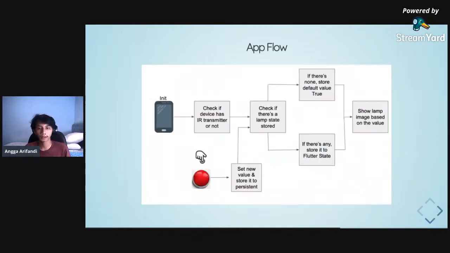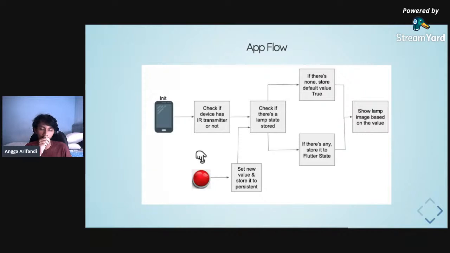Next was the Flutter part. So basically, this is the app flow. First, upon initialization of the app, we will check if the device has an infrared transmitter or not, because it makes no sense to do this if the device has no infrared transmitter. For example, let's say I have another device here that doesn't support an IR transmitter, then I cannot turn the lamp on and off from this device. In that event, we will just show a text saying that sorry, your device doesn't support infrared blaster, and then we don't do anything.